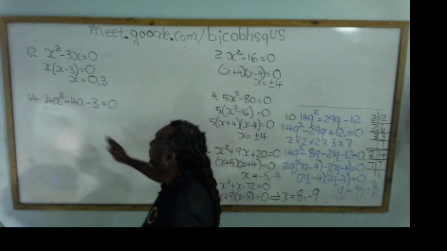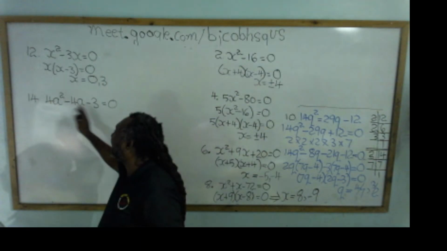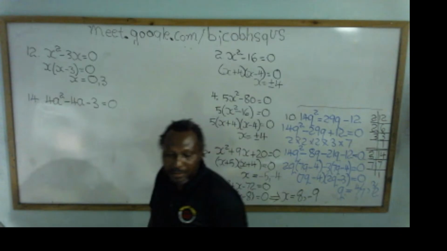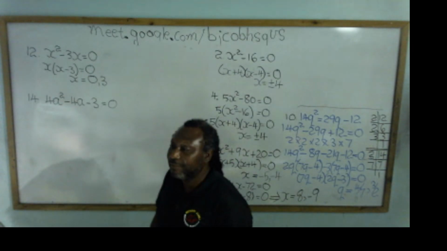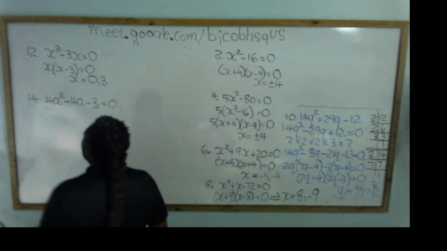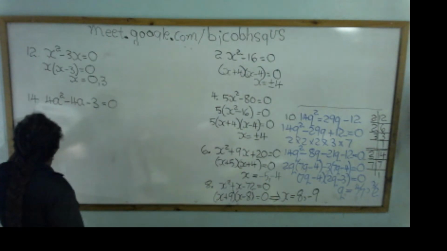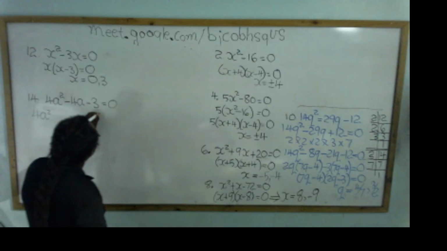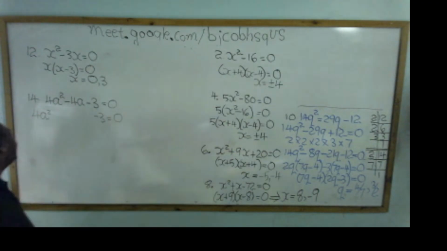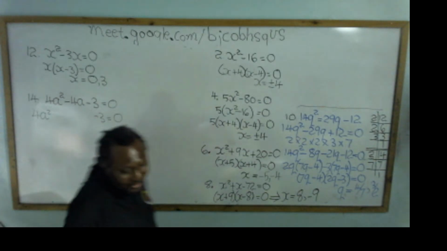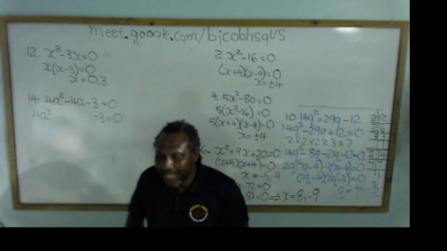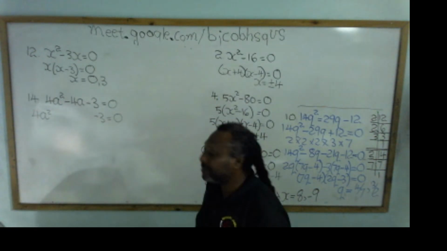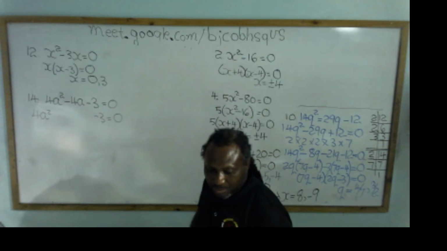Now, of course, let's go. 4 times negative 3 is negative 12. The product is negative 12 and the sum is negative 4. What are those two numbers? The product is negative 12 and the sum is negative 4. What are those two numbers?